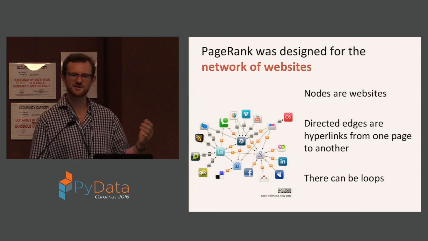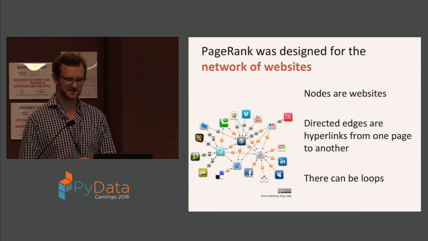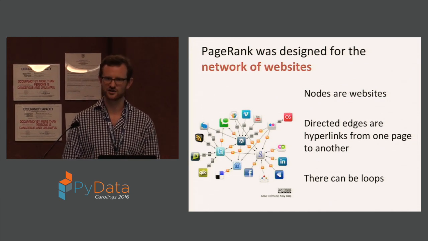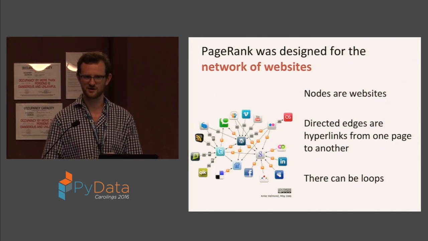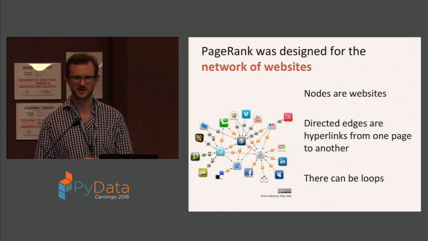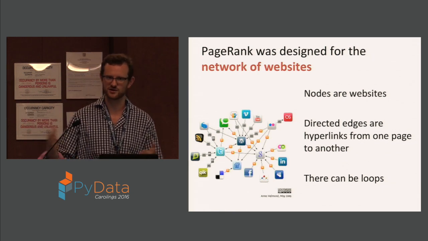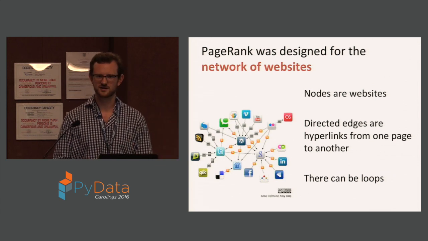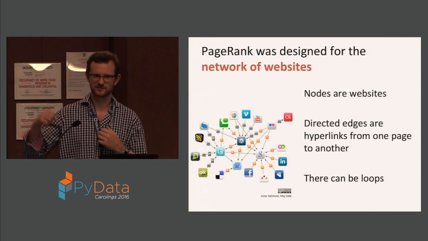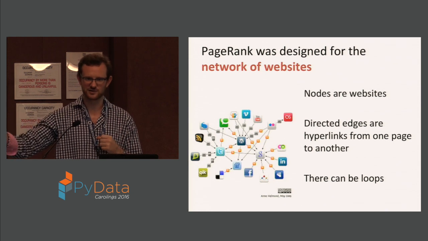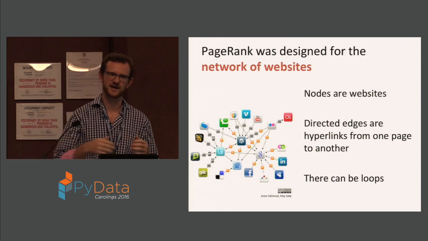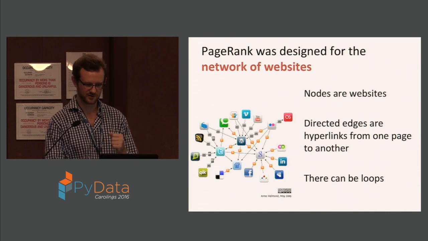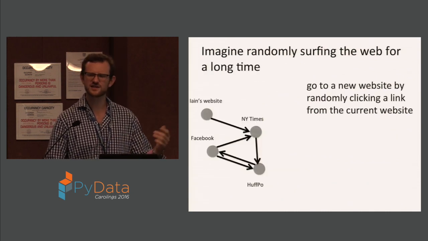So PageRank was originally motivated for networks of web pages. So in this network, the nodes are websites and edges are directed hyperlinks between websites. So I post an article to my Facebook, and Facebook then links to the New York Times or whatever. One thing to note is there can be loops. So my Facebook might have a link to my LinkedIn, which then might link to my blog, which might then link back to Facebook. So remember, in the citation network, that can't happen. That's important.